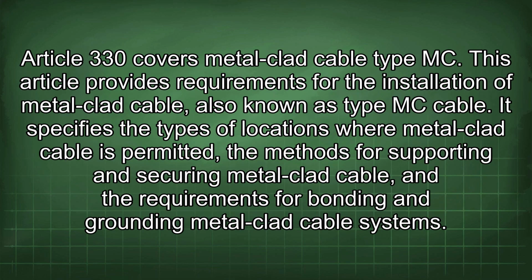Article 330 covers metal-clad cable type MC. This article provides requirements for the installation of metal-clad cable, also known as type MC cable. It specifies the types of locations where metal-clad cable is permitted, the methods for supporting and securing metal-clad cable, and the requirements for bonding and grounding metal-clad cable systems.